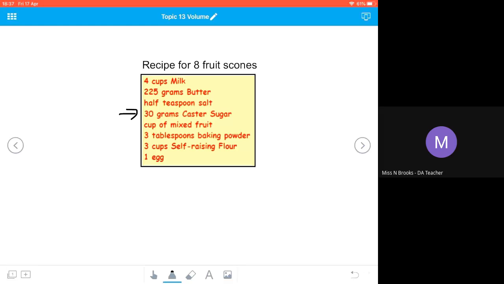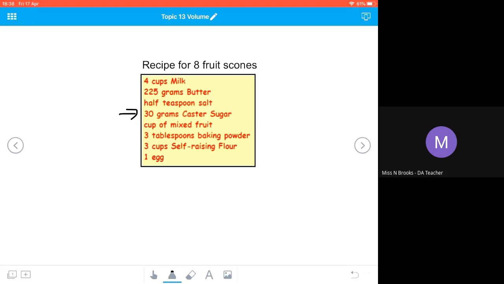Which piece of cutlery is used to measure out the baking powder? So look for baking powder and what piece of cutlery has been used? Yep, you're quite right, it is a tablespoon. What does the recipe use less of? Self-raising flour or milk? So now you have to compare the amount of milk and the amount of flour and decide which one the recipe is using less of. And yes, that's right, 4 cups of milk, 3 cups of self-raising flour, so we're using less flour.